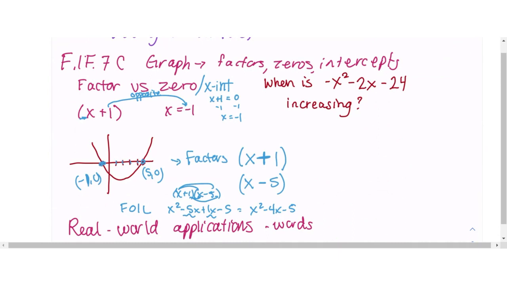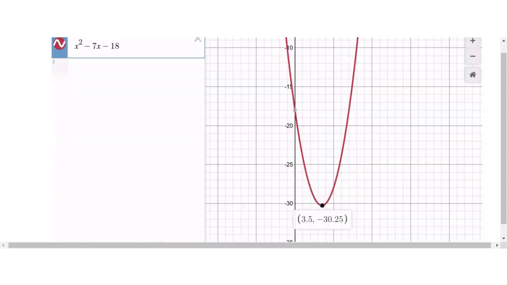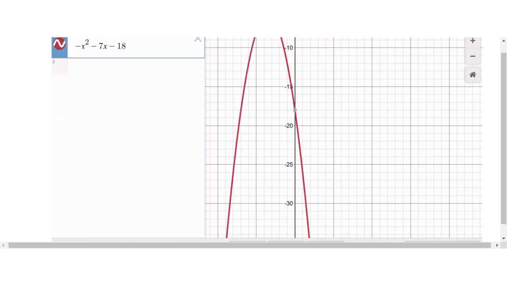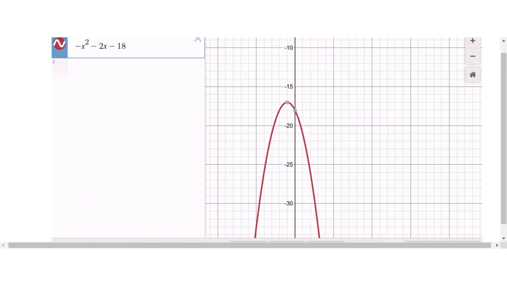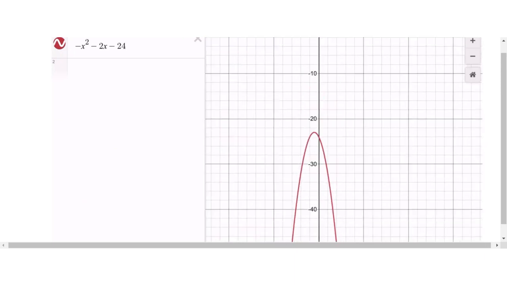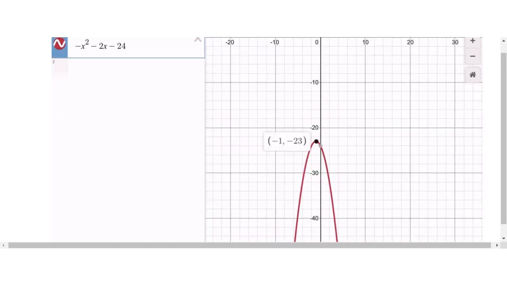Or it might ask, when is this graph increasing? Again, go to Desmos. So we have negative x squared, subtract 2x, subtract 24. So I just edit the one that I have in here, if it will let me. Okay. So negative x squared, subtract 2x, subtract 24. So if I graph this and it wants to know where is it increasing, well, I can see that that's my max at -1, -23.